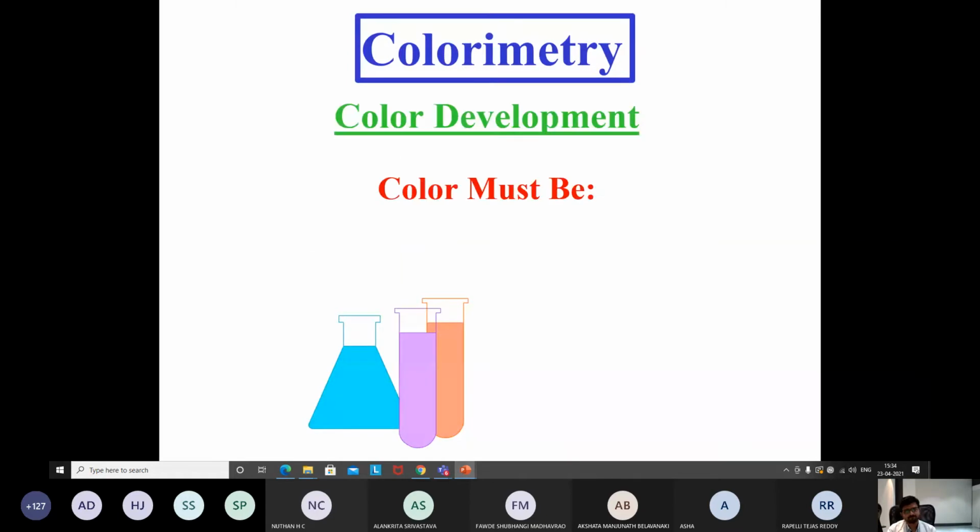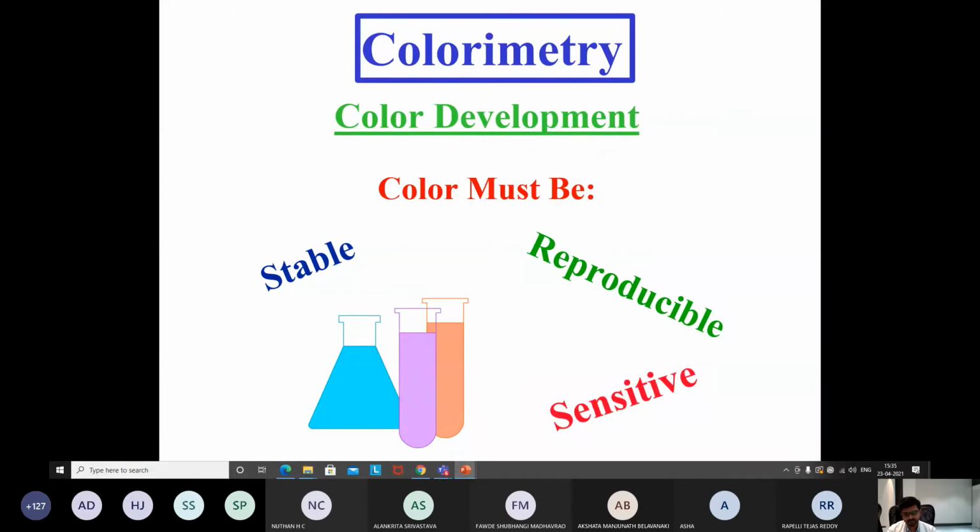In colorimetry, we are measuring the colors, obviously, and the color must be stable, and this reaction should be reproducible whatever the reading we are taking. So if you are measuring a particular color, for example, 100 mg per dl of glucose is giving this much intensity of color, if you do it next time, the same amount of absorbance should show. So that is the reproducibility. And sensitivity. If the concentration of glucose is very low, maybe 10, 20, that time also that particular chemical reaction should be able to produce a particular color.